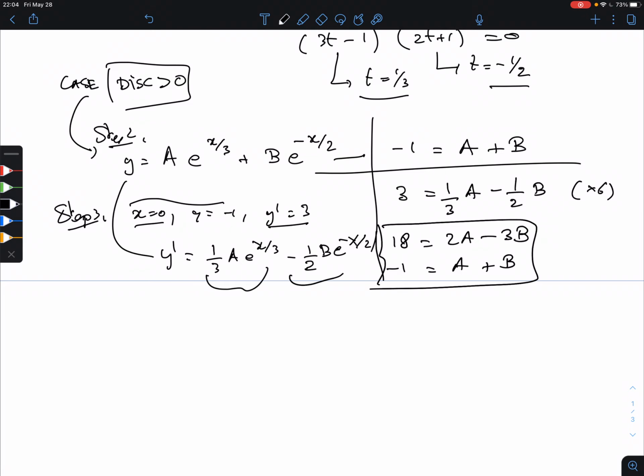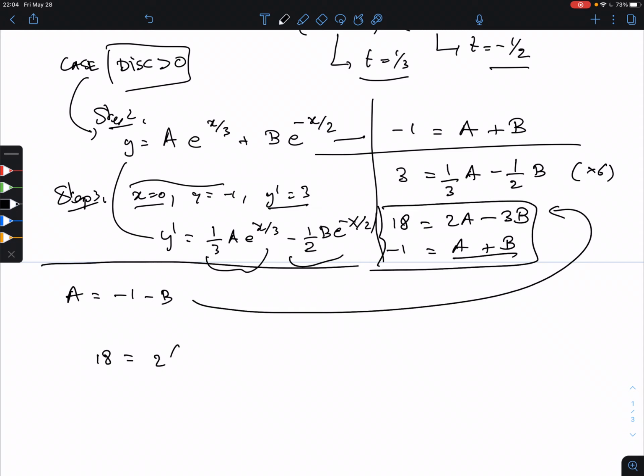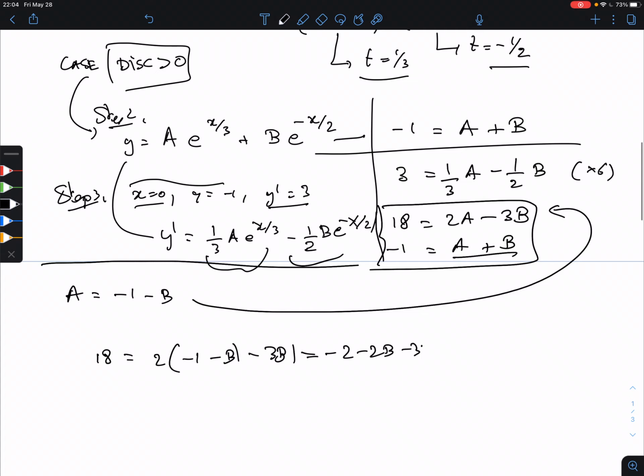Okay, and so now we can do some elimination. Since I have actually never shown substitution yet, let me remind you how that works, especially when one of the variables has just a coefficient 1 in front of it, then it's easy. For instance, in this equation, we can solve for a. So a is equal to minus 1 minus b. And then you plug that into this equation. So we get 18 is 2 times (minus 1 minus b) minus 3b. So we get minus 2 minus 2b minus 3b. That is minus 2 minus 5b. Bring the minus 2 to the other side, I get 20 equals minus 5b, and then I see that b is 20 divided by minus 5, which is negative 4.